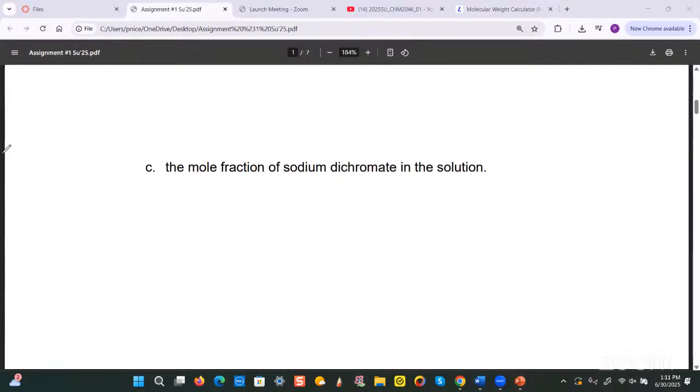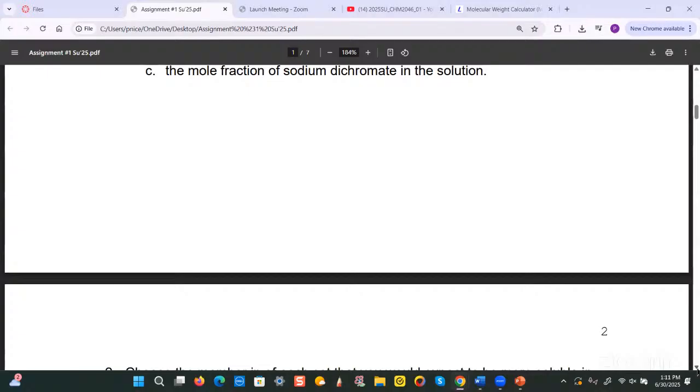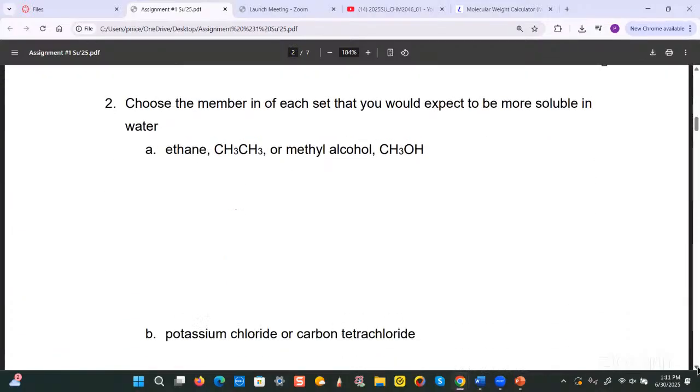Okay, let's see what's next. Okay, so this has to do with the rule of thumb I mentioned about like dissolves like. It says choose a member in each set that you'd expect to be more soluble in water, right? So basically you're given a pair of compounds and you're to choose which of the two would be more soluble in water, right? Keeping in mind that water is a polar solvent, all right? So let me see what you can come up with in answer to the A part.